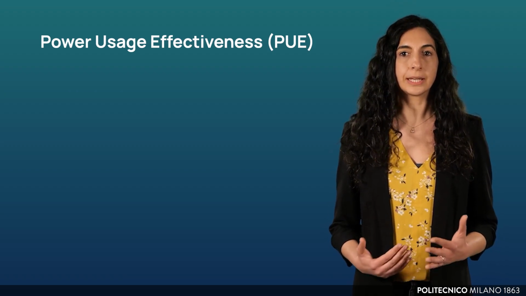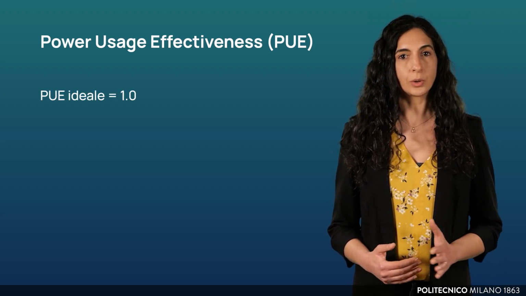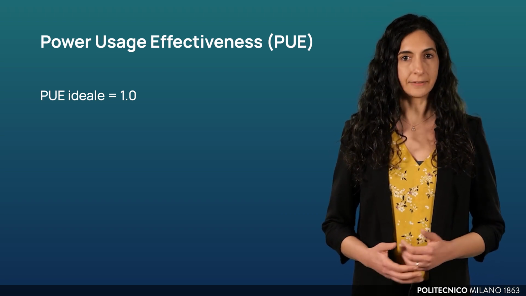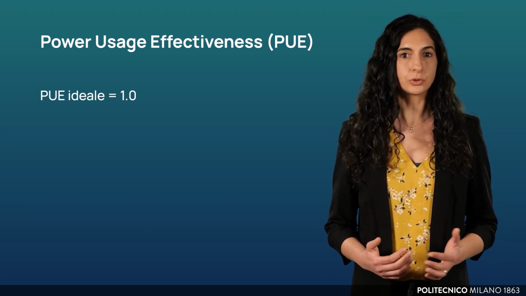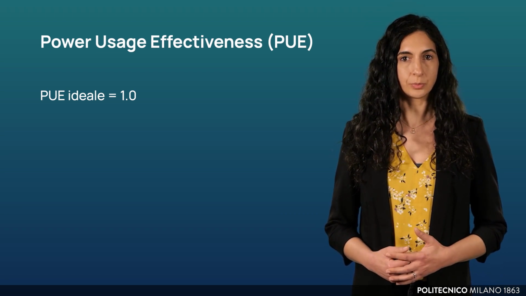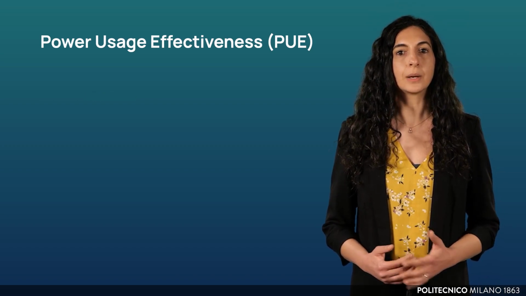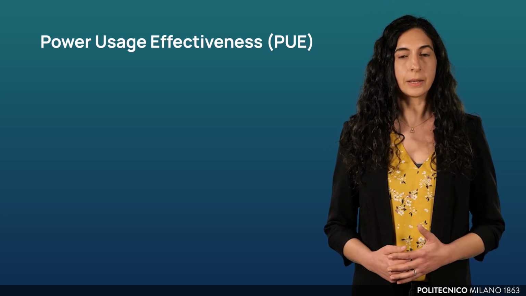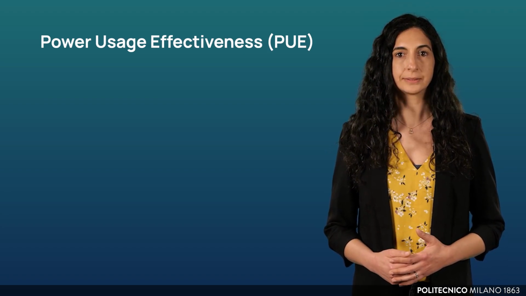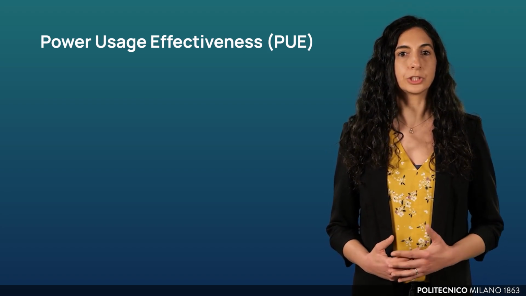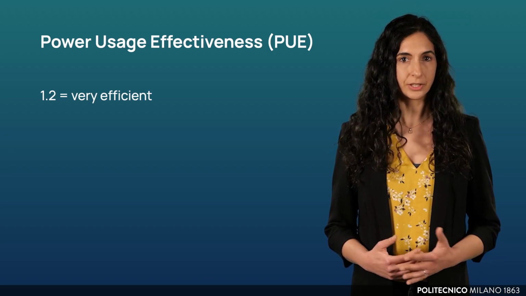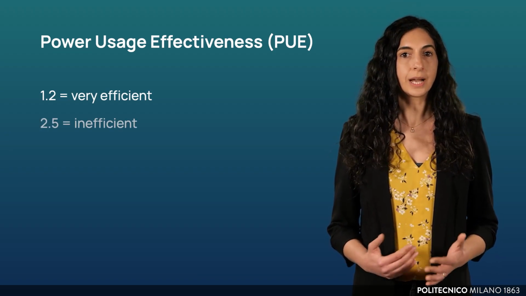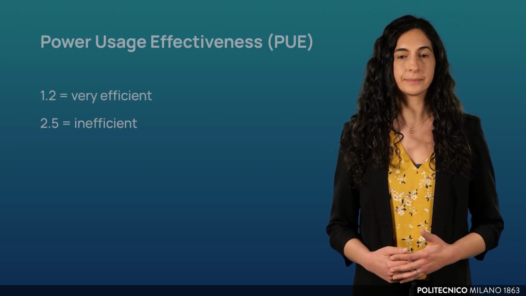An ideal PUE is equal to 1, which means that all the energy consumed is used for IT devices with no losses due to cooling, lighting, or other support activities. However, in reality, PUE values vary greatly depending on the efficiency of individual data centers. Typical values range from 1.2, which is considered very efficient, to 2.5, which is considered inefficient.